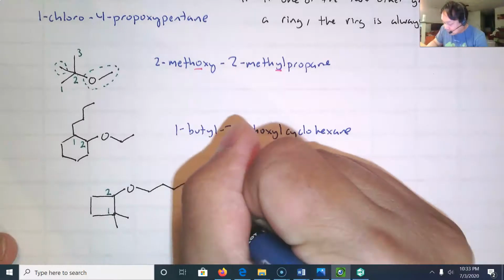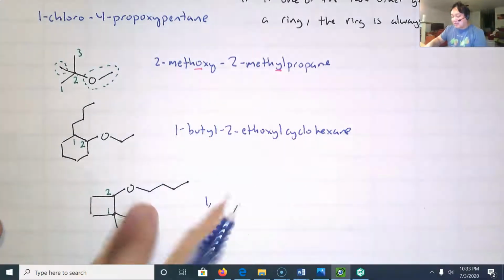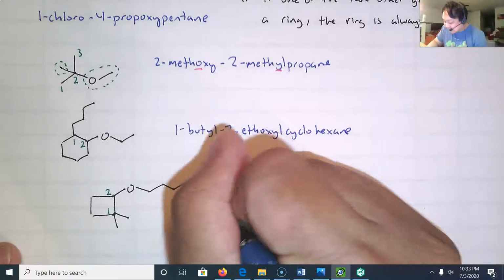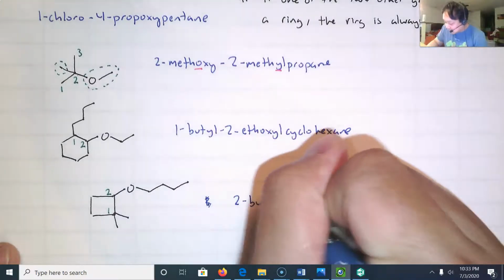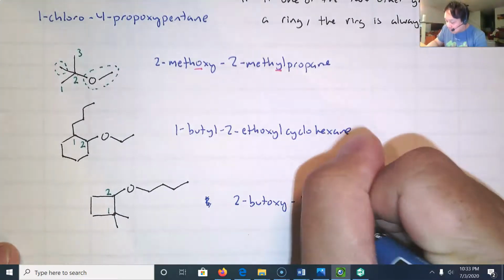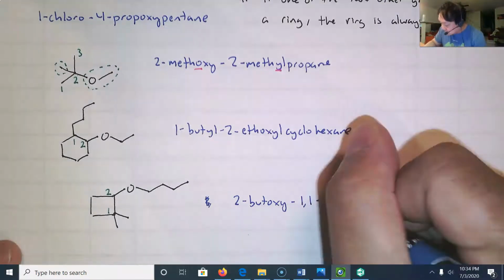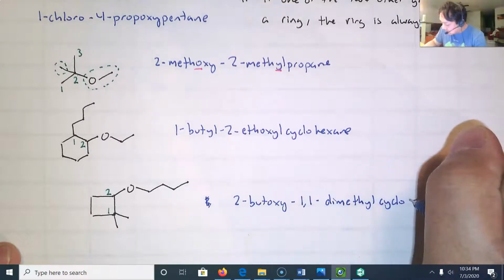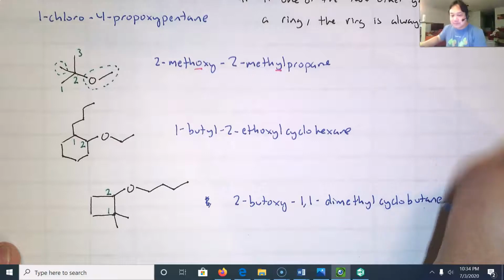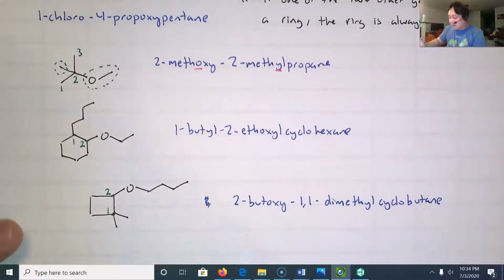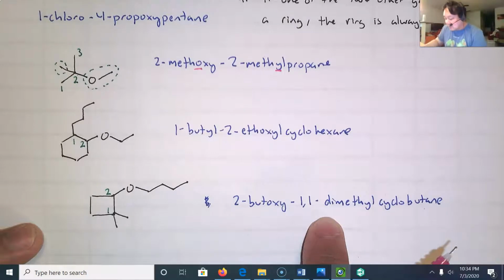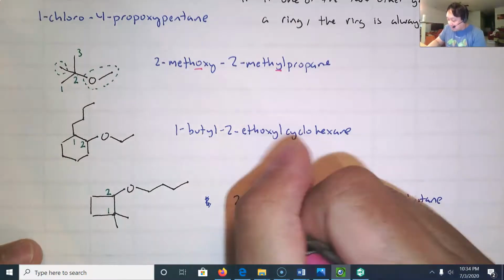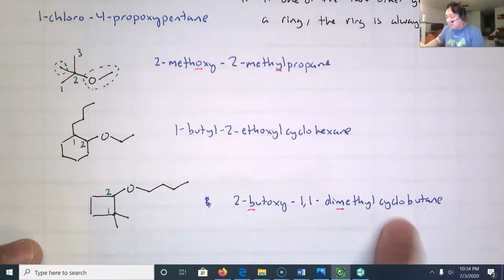I'll show you how to name this. Once you figured out the numbering, you alphabetize the substituents. 2-butoxy-1,1-dimethyl cyclobutane, a 4-carbon ring. Okay, just remember that when you have a Greek prefix, you alphabetize not based on the Greek prefix, but by the root, M. B, then M, and then the parent.